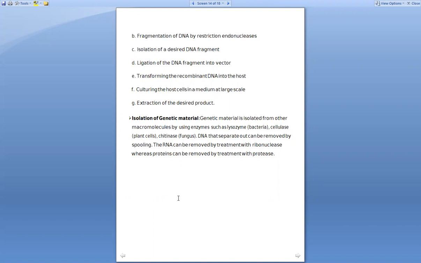So genetic material is isolated from other macromolecules by using enzymes such as lysozyme for bacteria, cellulase for plant cell, chitinase for fungus, right? So here when we are talking about the genetic material, the isolation, that means you are extracting out the DNA, right?